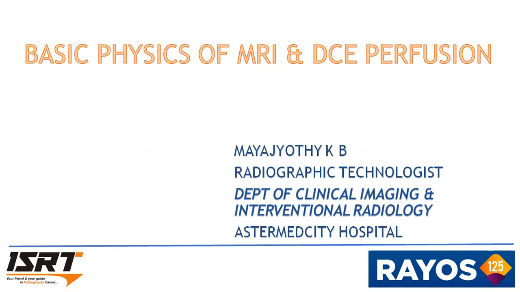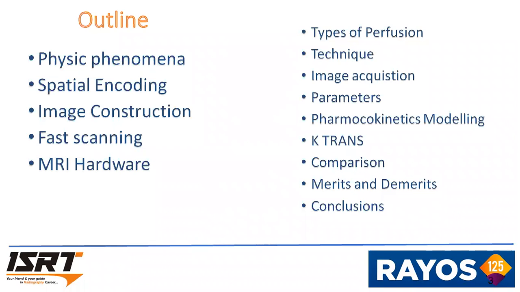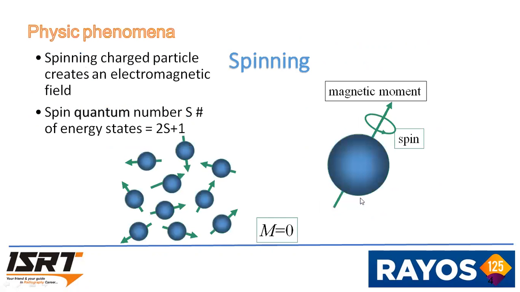Now I am going to give you the basics of MRI and dynamic contrast enhanced perfusion. Let me come to the outline of the basic physics, which includes physical phenomena, spatial encoding, image construction, fast scanning, MRI hardware, and on the perfusion we are going to discuss the types, technique, image acquisition, parameters, pharmacokinetic modeling, K-trans, comparison, merits and demerits, and moreover the conclusion.